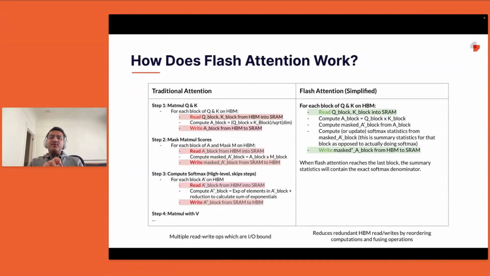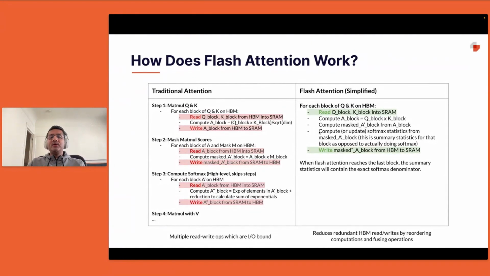They compute softmax statistics, which is sort of like a summary of the distribution so that you have that information. The reason they have to do that is because you can't actually do a softmax operation unless you understand what the denominator needs to be, because that's just how the softmax function works. And so they do this iteratively. They write these masked blocks back into SRAM.